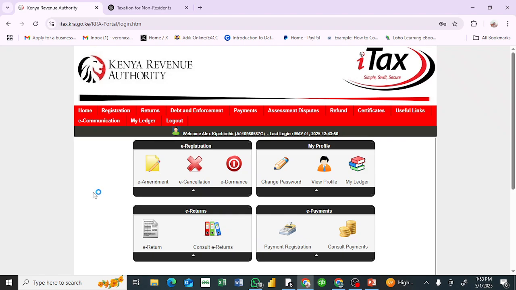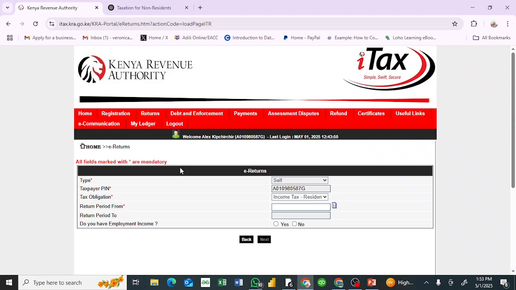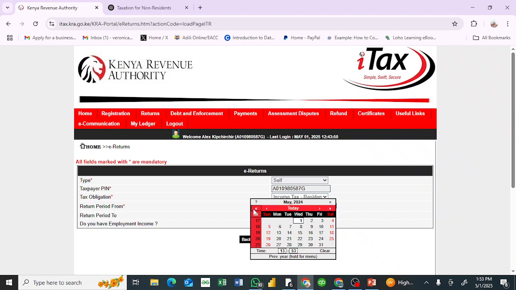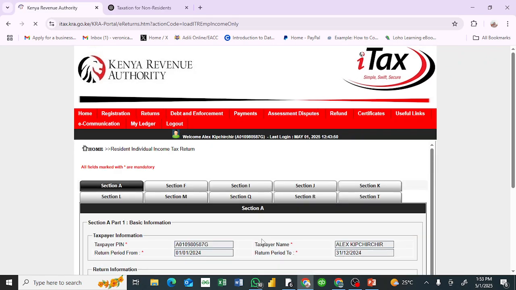So after logging in to your iTax, unakuja to Returns, then you come to ITR for employment income only. Yes. Then you choose return period, which is 1st of January 2024 to 30th of December 2024. Do you have employment income? Choose yes. Then press next.